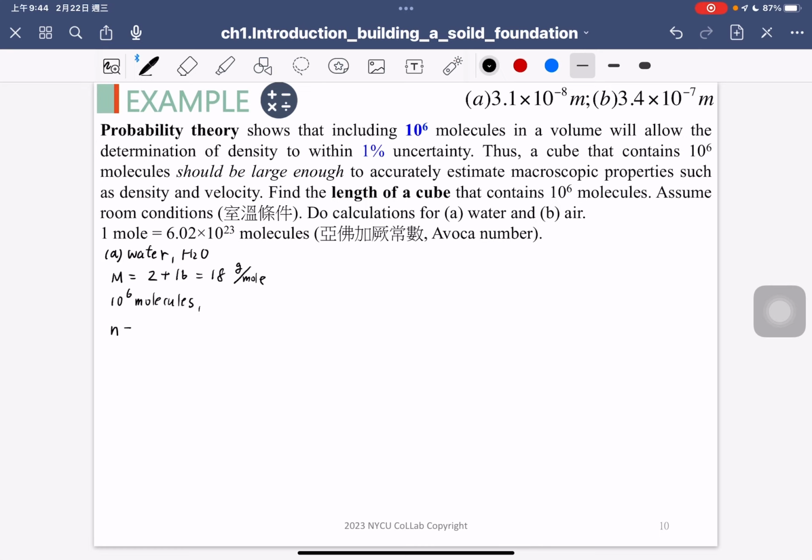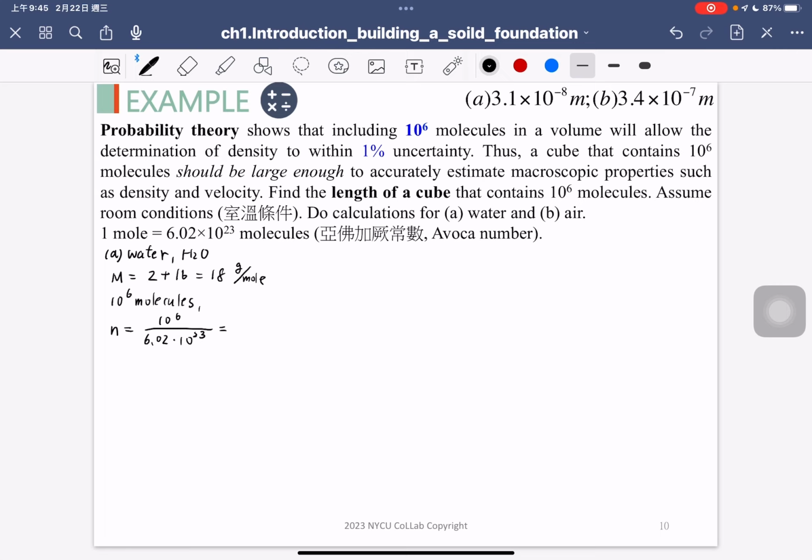We have N, totally 1 million molecules, right? And we should divide it by 6.02 times 10 to the 23 power. You can use your calculator to calculate how many moles we have. So I use my calculator to compute the answer, and you can try on your side.